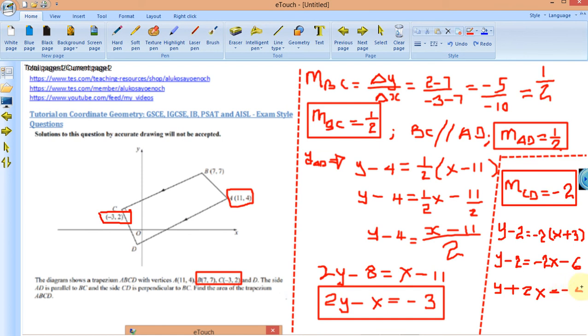So the system of linear equations I'm going to solve simultaneously in order to get the coordinate of D is the equation of the parallel line to BC and the equation of the perpendicular line to BC. The first one is 2y minus x equals to minus 3. And the second one is y plus 2x equals to minus 4. So I'm going to do that on the next page. So let me go to the next page now.